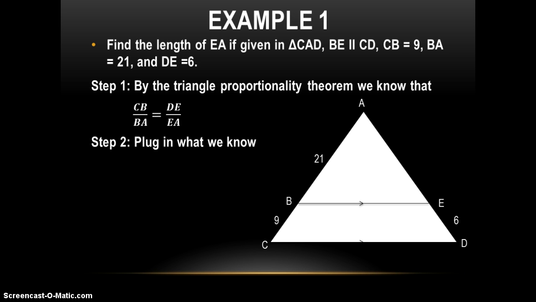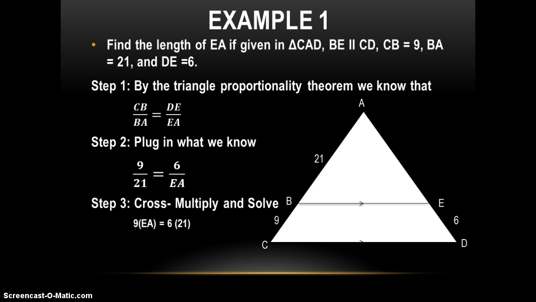So step 2, we're going to plug in what we know. So we have 9, which is CB, over 21, which is BA, equals 6, which is DE, over EA, which is what we're trying to find. So step 3, we want to cross multiply and solve. So 9 times EA equals 6 times 21. So then we have EA would equal 14.